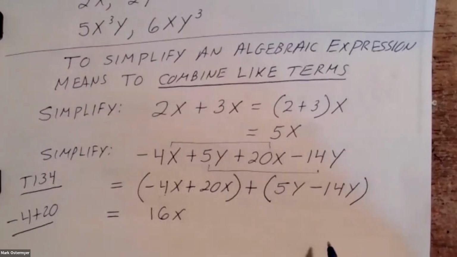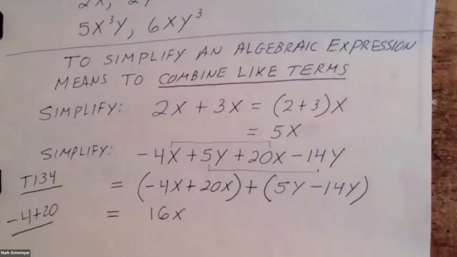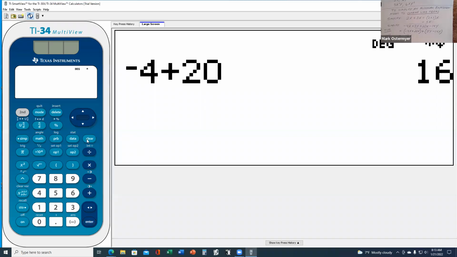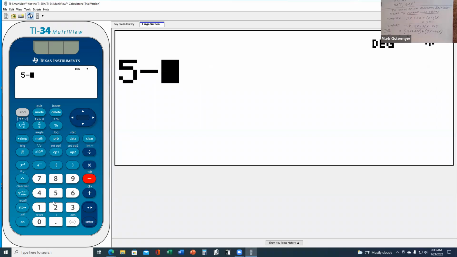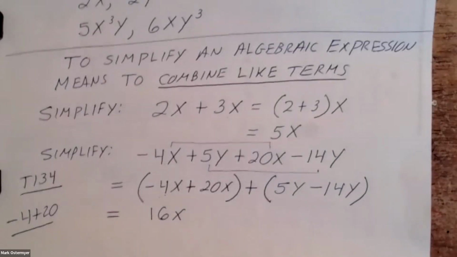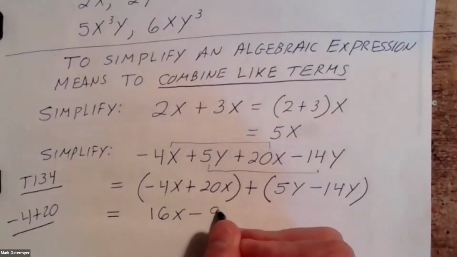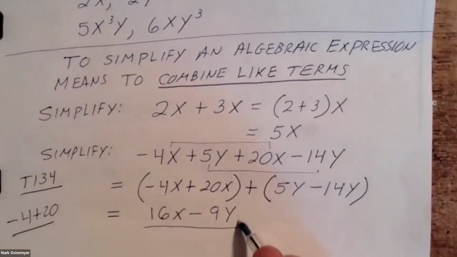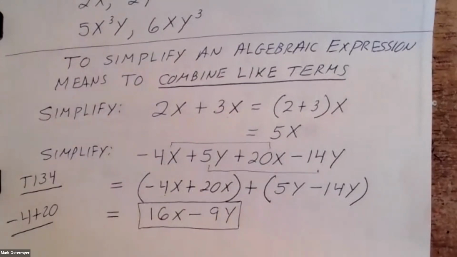5y minus 14y. Okay, what's 5 minus 14? Well, again, you're welcome to use your calculator to do that. So 5 subtract 14 would be equal to -9. And so 5y minus 14y is -9y. Notice we cannot subtract 9 from 16 because these are not like terms. This is as simplified as this expression is going to get. We are done with that problem. Okay, that's simplified.